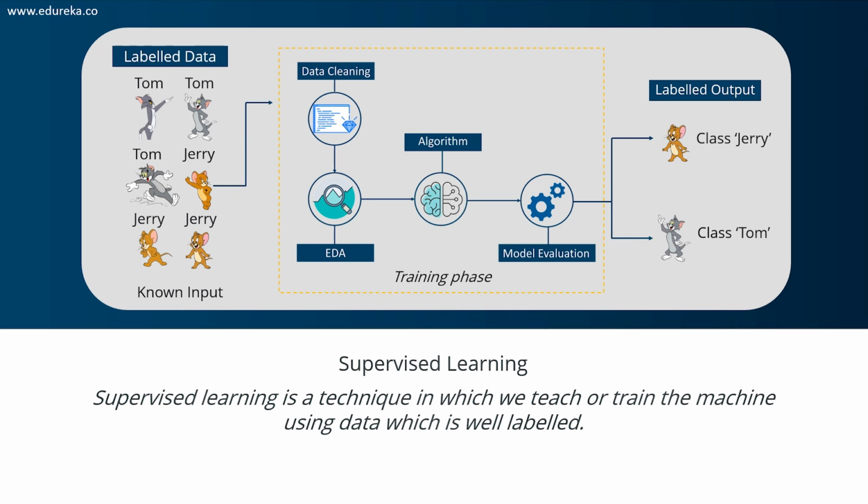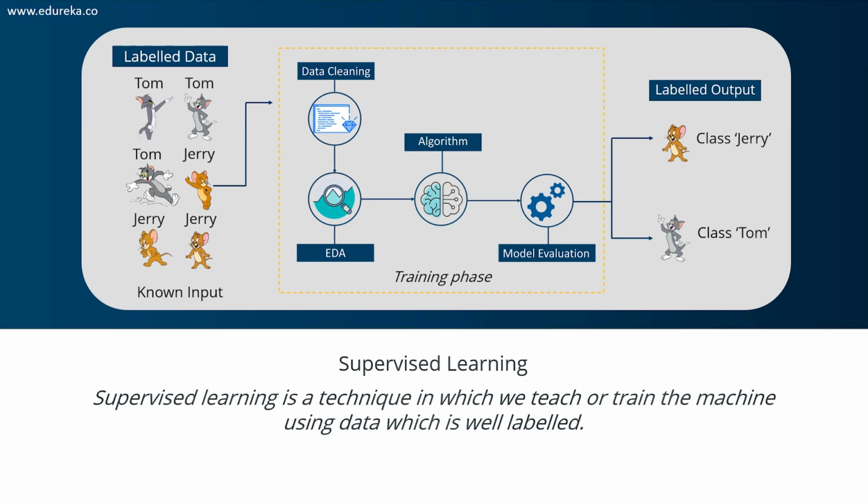The labeled data set is nothing but the training data set. So to better understand this, consider the figure. Right here, we are feeding the machine images of Tom and Jerry, and the goal is for the machine to identify and classify the images into two separate groups.